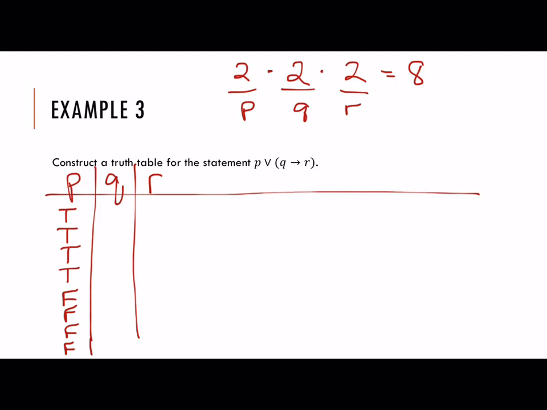Then Q, we're going to go by 2's here. So these will be true, true, false, false, true, true, false, false. And then R goes every other one. True, false, and so forth.